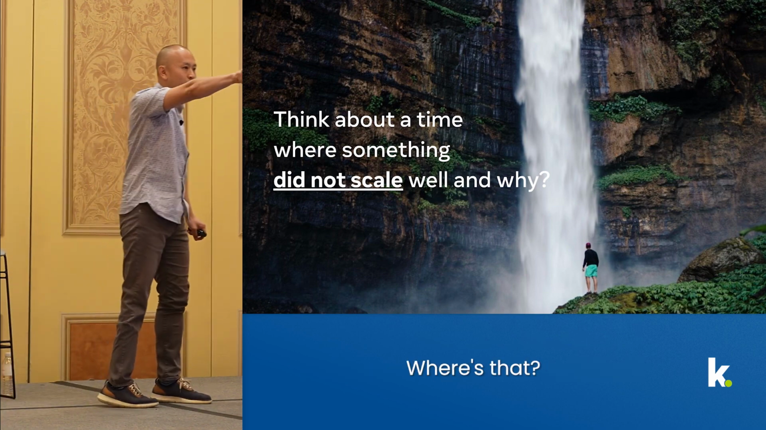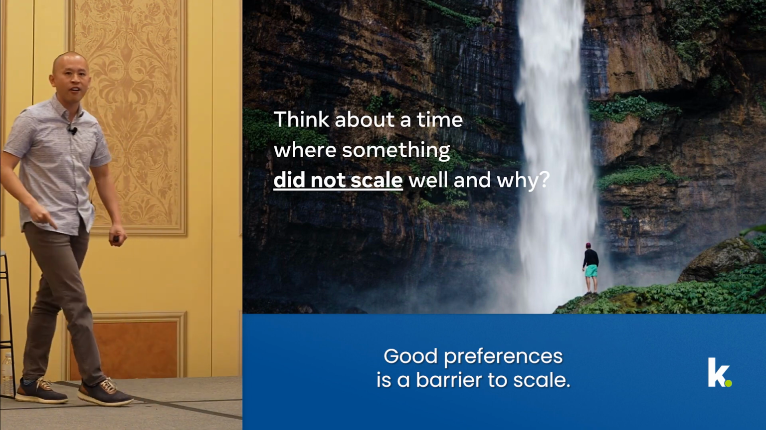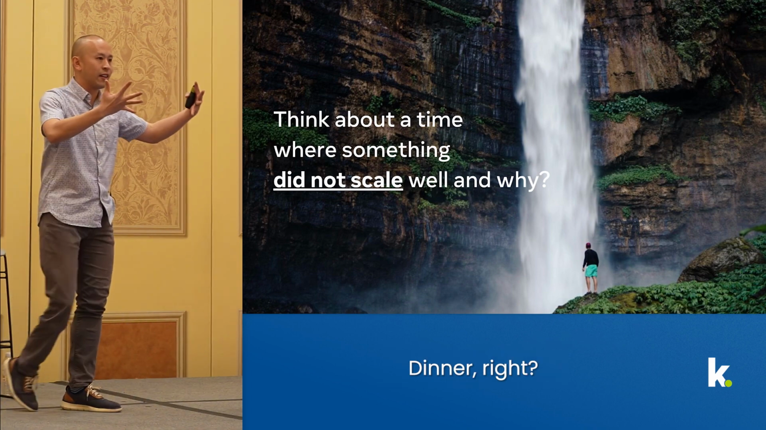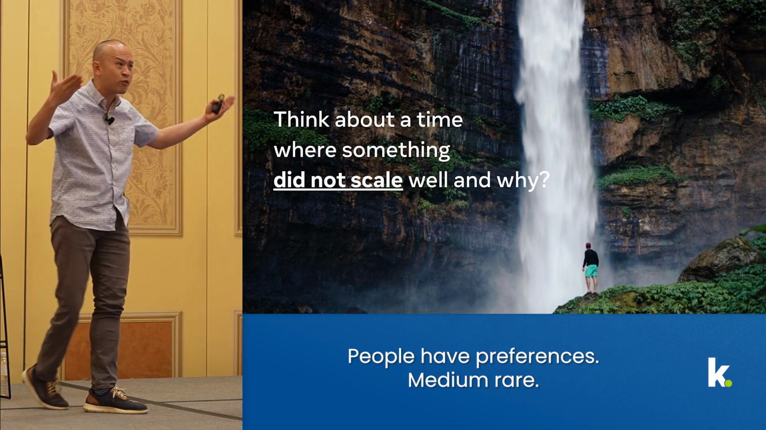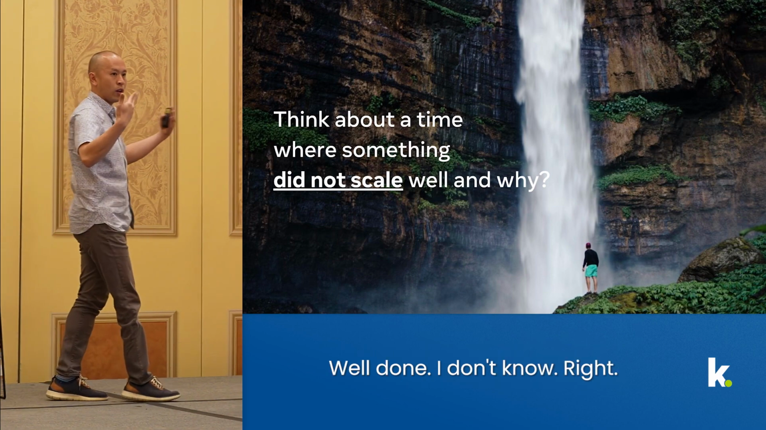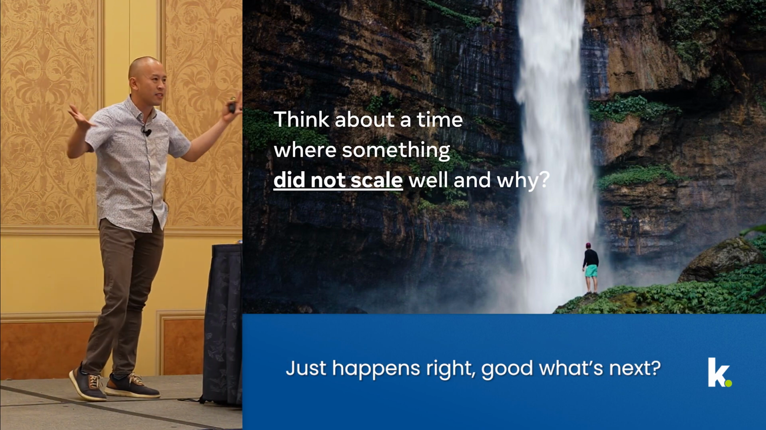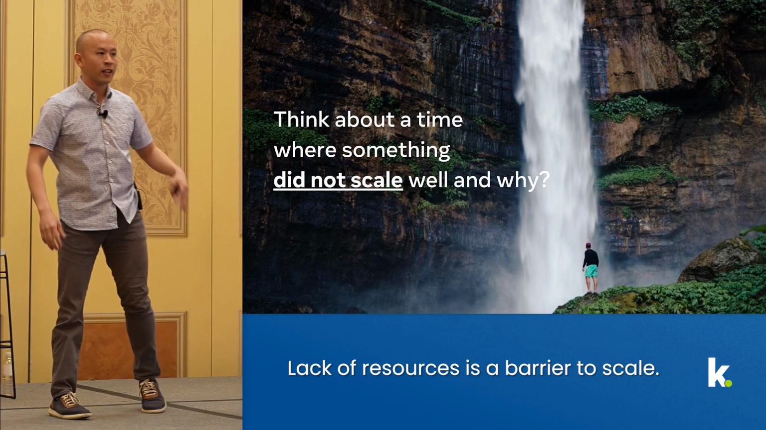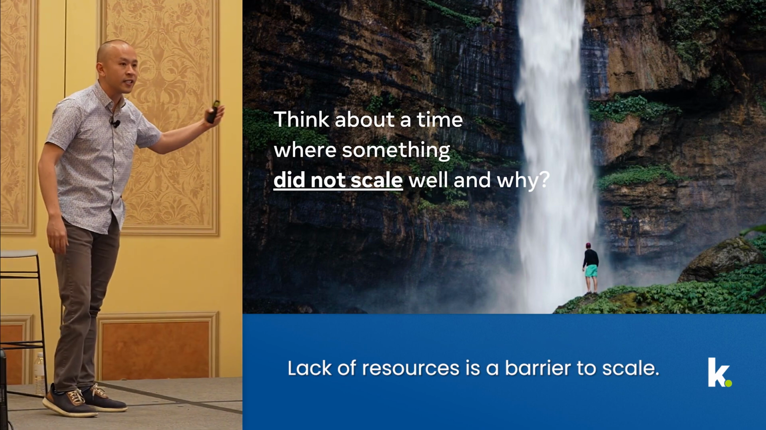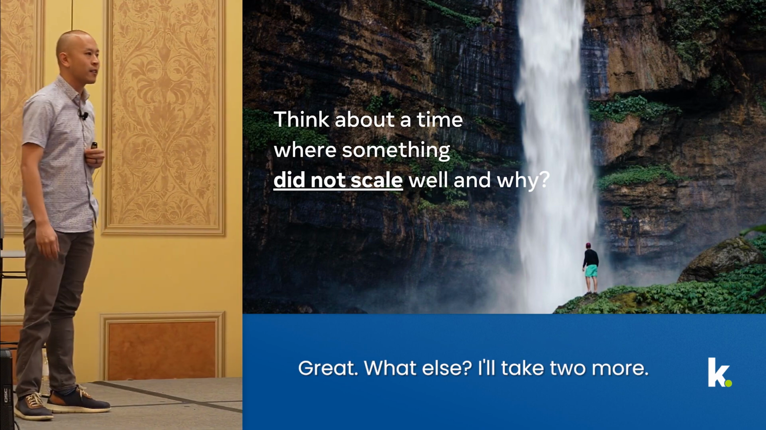Preferences. Good. Who said that? Where's that? Good. Preferences is a barrier to scale. Dinner, right? Did you know a single peanut can ruin a dinner party, right? People have preferences. Medium rare, well done. I don't know, right? It just happens, right? Good. What's next? Anyone? Resources, right? Lack of resources is a barrier to scale. Great. What else? I'll take 2 more.